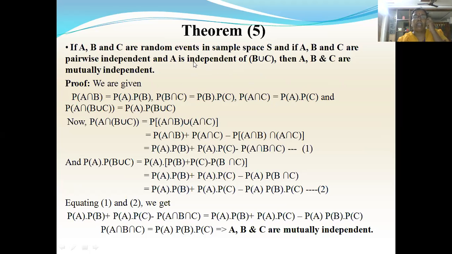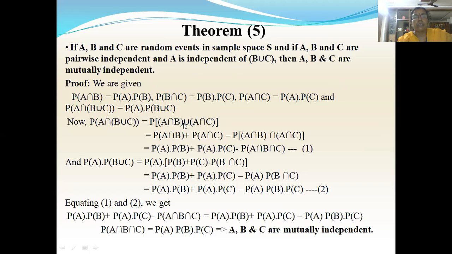Third, what is given? A is independent of B union C. That means what? P of A intersection (B union C) is equal to P of A into P of (B union C), because they are independent. Now I'll take this third condition only. I'll take the LHS of this third condition. So this is LHS. Now after simplifying, what will you get?